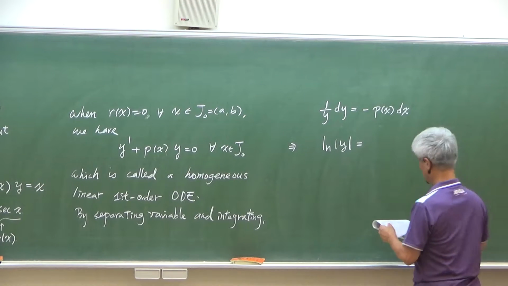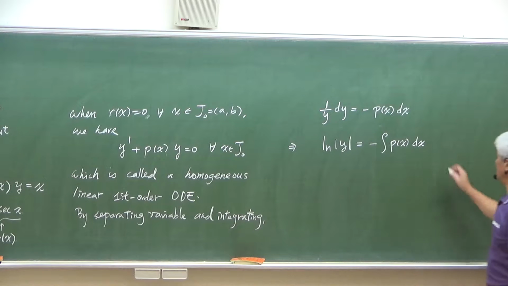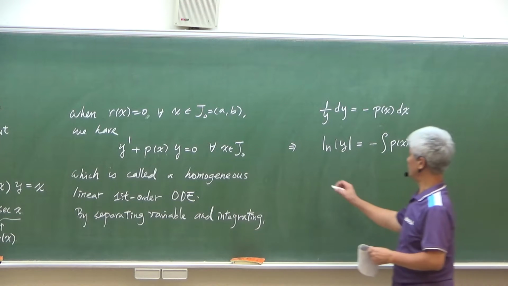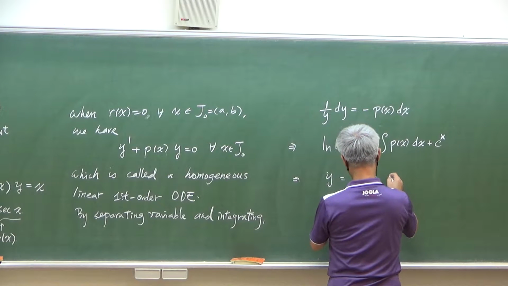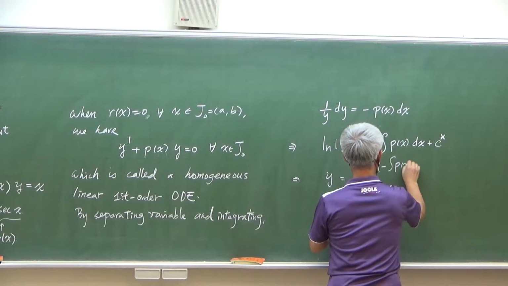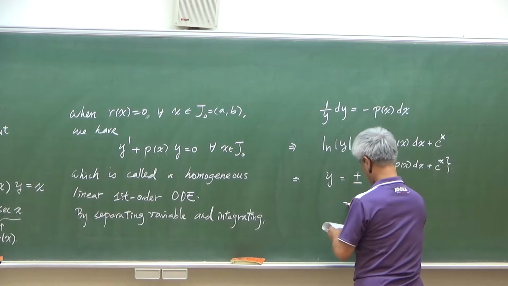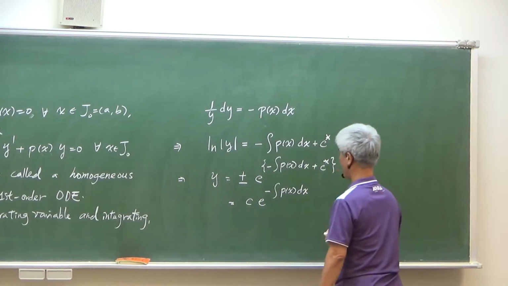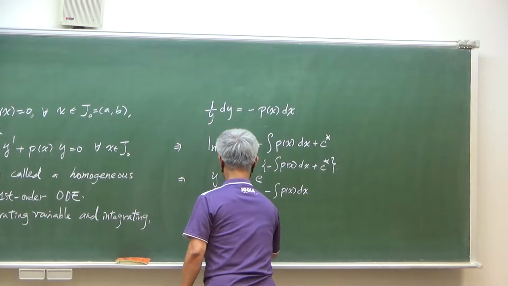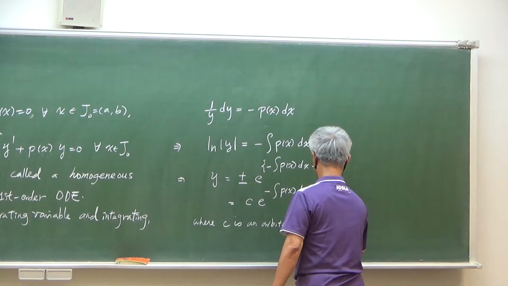And so we have the natural logarithm of y equal to minus the integral of p, and probably you can add a constant. So now y equals plus or minus the exponential function of minus the integral of p of x, and so we can write it down as c times e to the minus integral, where c is an arbitrary constant.